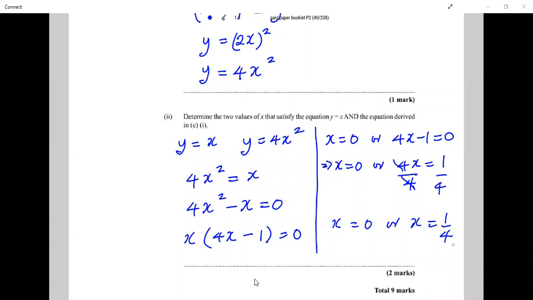So the two values of x that satisfy the two equations are x is equal to 0 and x is equal to 1/4. All right, so this is the end of this question. Let's get ready for the third question.